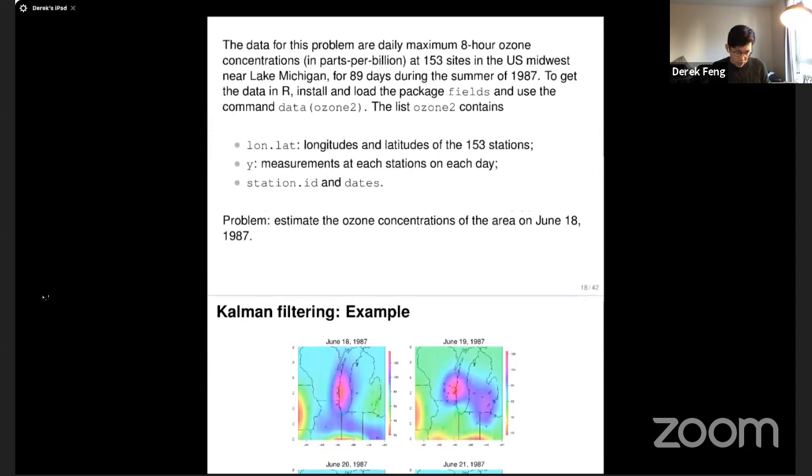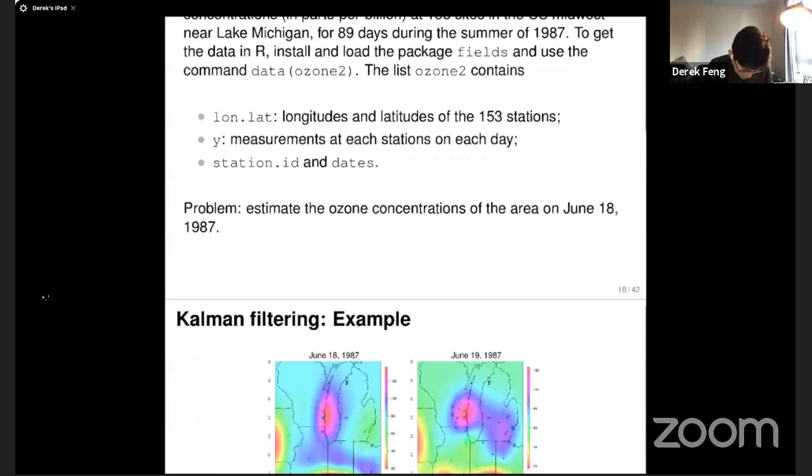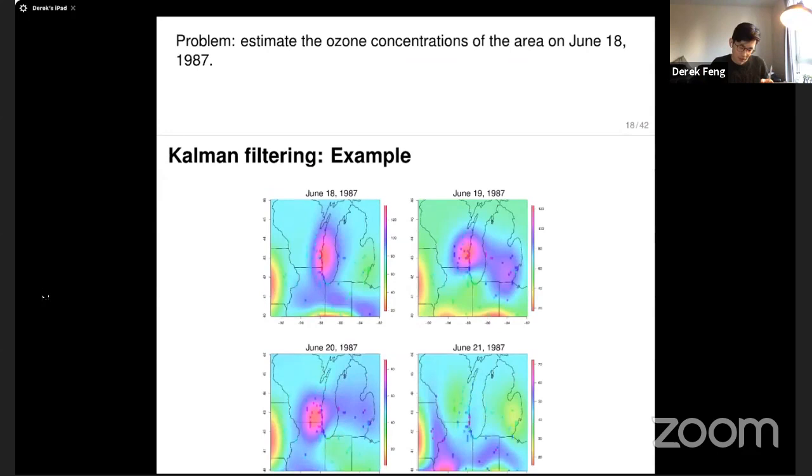I think we're looking at stations around Lake Michigan. The key point here is that the colors correspond to the ozone concentration in that area. We only see the actual values at the stations. What we would want is to estimate the true ozone concentration across my whole area, but the key point is I only get it at stations.